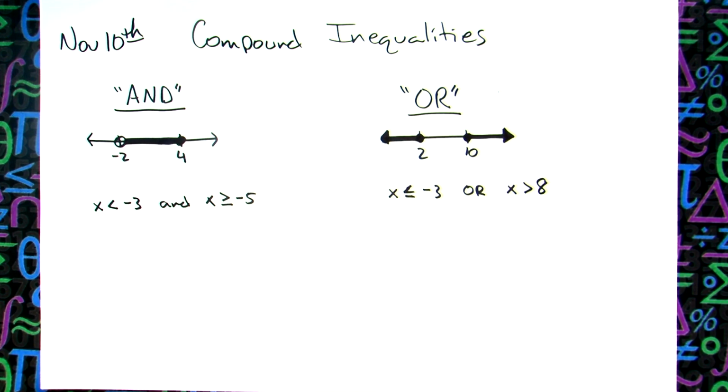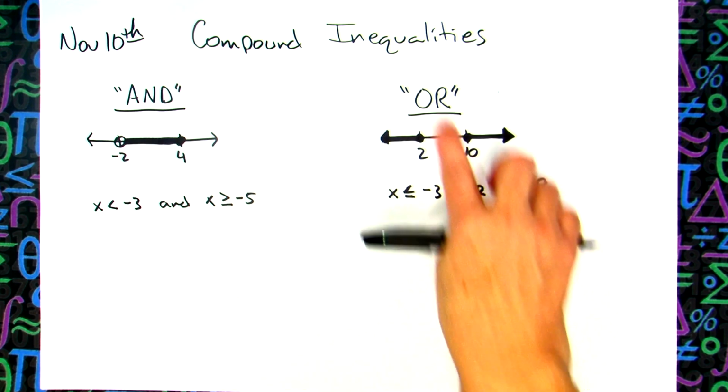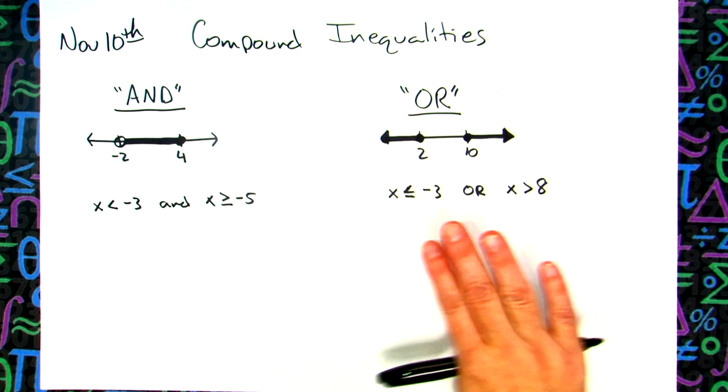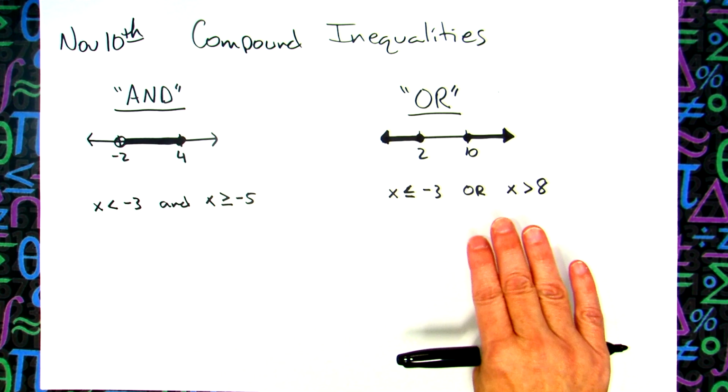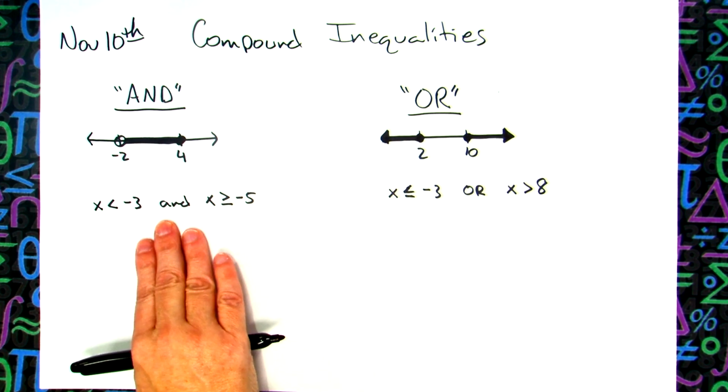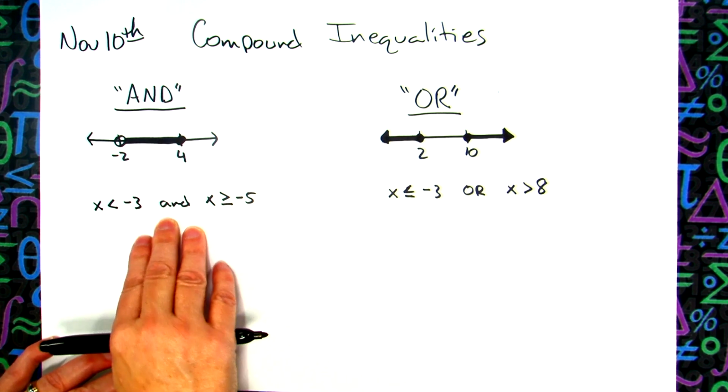All right, so when they give you the problem and it actually has the word in it, you're not going to mess it up. If it's got the word or, you're going to know it's an or. If it's got the word and, you're going to know it's an and. If it's got the word or, that's the only way you will ever see an or problem. The and problem, though, can be written a little bit differently.